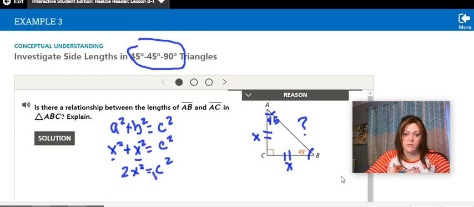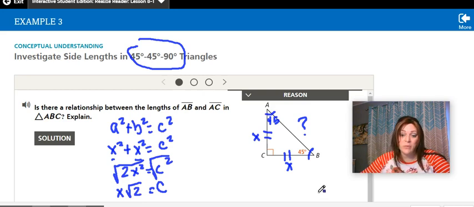So I'm going to take the square root of both sides, square root of this, square root of that. Now keep in mind, c squared square rooted just becomes c. X squared square rooted just becomes x. But that 2 still has to stay in there. So I'm going to say x times the square root of 2. Even though I don't know what x is, I do know that this side length over here that we're looking for should equal whatever the side length is times the square root of 2.